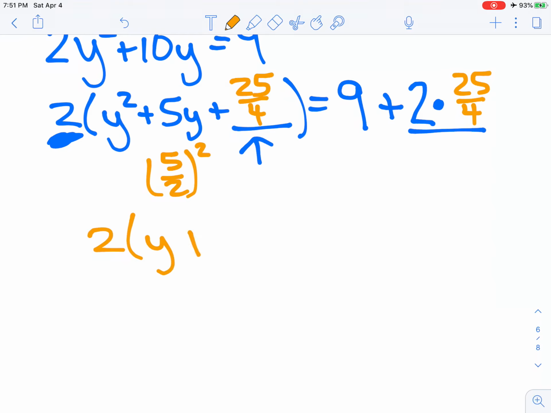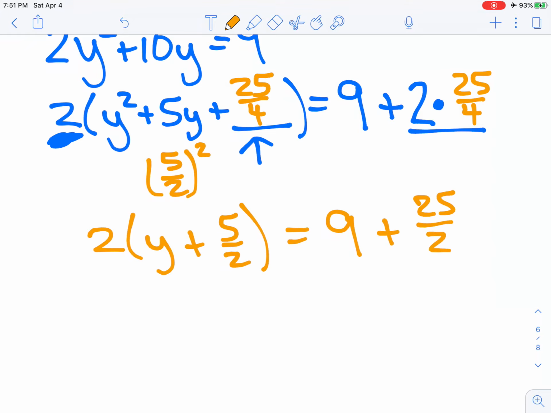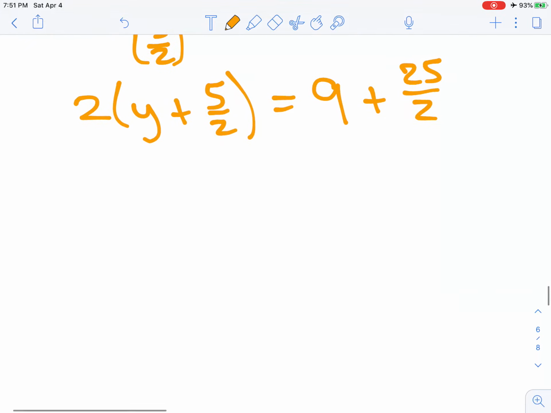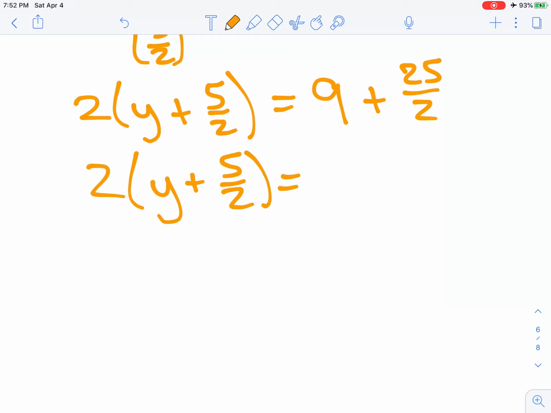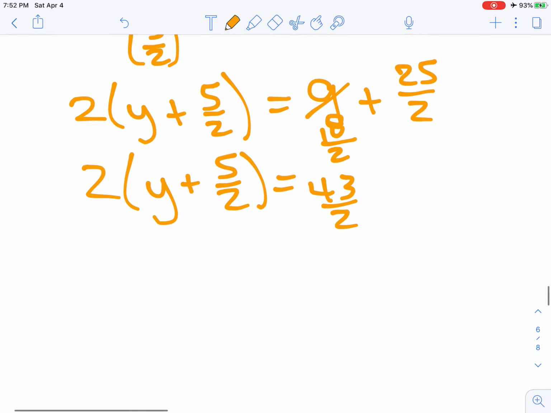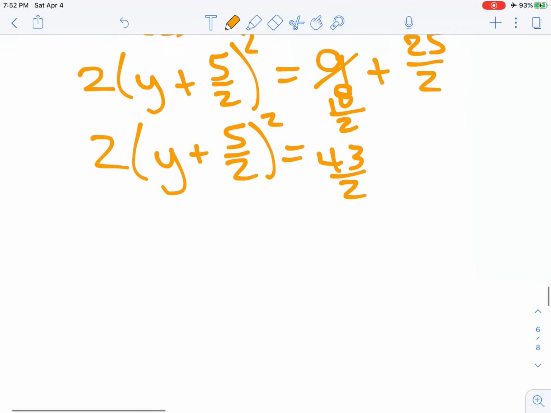So now I have 2 times y plus 5 over 2 squared. Oh, really should have picked a different problem. 9 plus 25 over 2. So now this is the same thing as saying 18 over 2. 18. So that's going to be 43 over 2. Whew, that's ugly. And do you notice I forgot my squares?